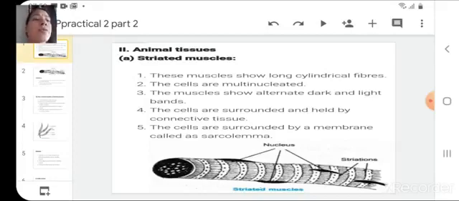The muscles show alternate dark and light bands. The cells are surrounded and held by connective tissues. So around these cells, there are connective tissues. You know, when we move our body, there are muscles and bones involved, and in those muscles, connective tissue is also involved. So this connective tissue is present outside these striated muscles only, around these striated muscles only. The cells are surrounded by the membrane called sarcolemma.